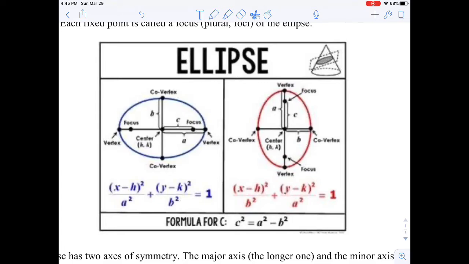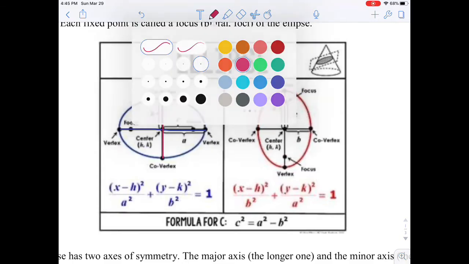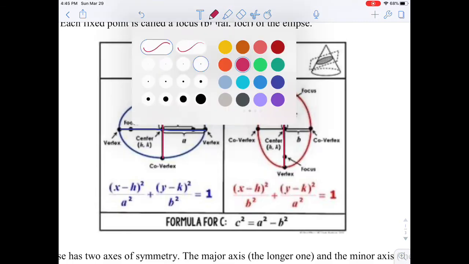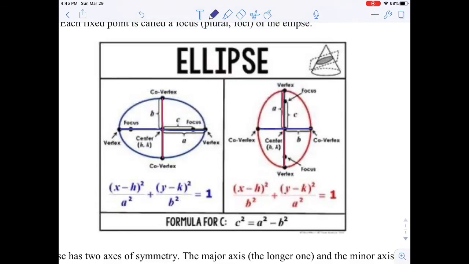It kind of looks like a circle, except we have a major and a minor vertex. Remember, the major vertex is the way we extend out the furthest. So looking at the one on the left, this would be our major vertex, because it's wider than it is tall, and this would be our minor axis. Over here, the vertical axis would be our major, and the horizontal would be our minor axis.